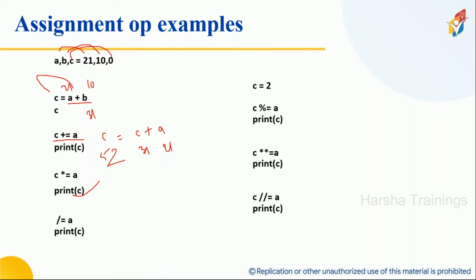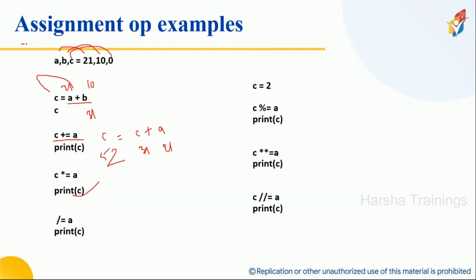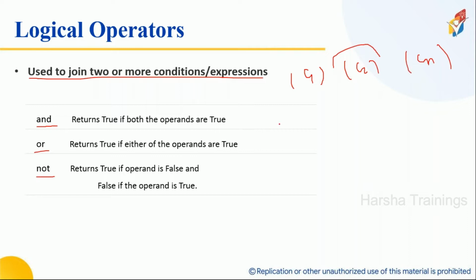No queries. Now, from here onwards, we have to be very cautious. Logical operations. Logical operations are used to join two or more conditions. I have a condition C1, a condition C2, and like this I can have any number of conditions, Cn. If I want to combine all these conditions and take some action, then we use logical operations. For that, like other languages, Python also supports three operators: AND, OR, and NOT.